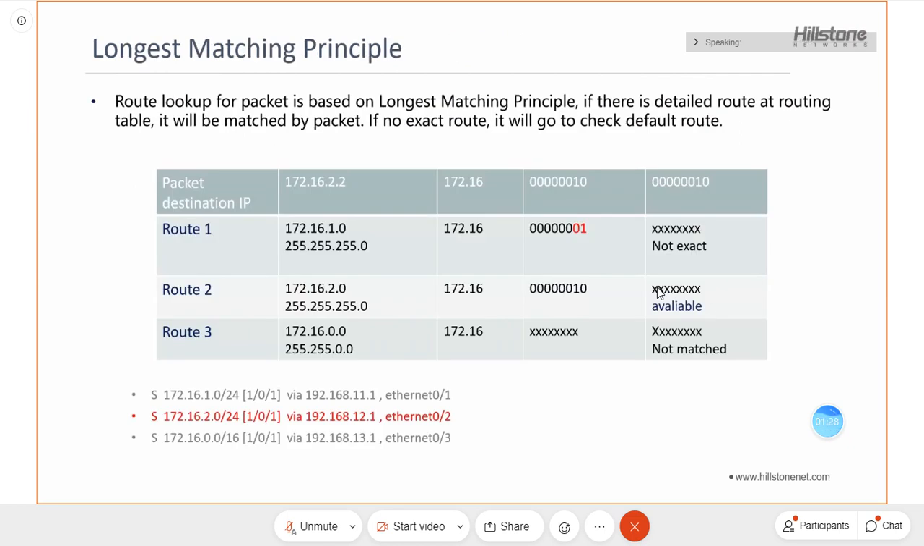The route lookup for the packet will normally be based on the longest matching principle. If there is a detailed route in the routing table, as you can see from here, it will be matched by the packet. If no exact route matches, it will go to check the default route, which is the longest matching principle in ECMP.